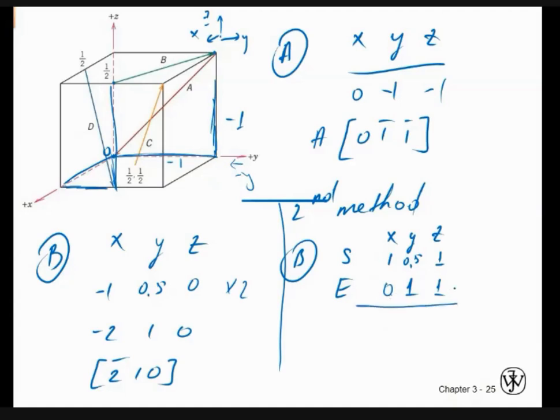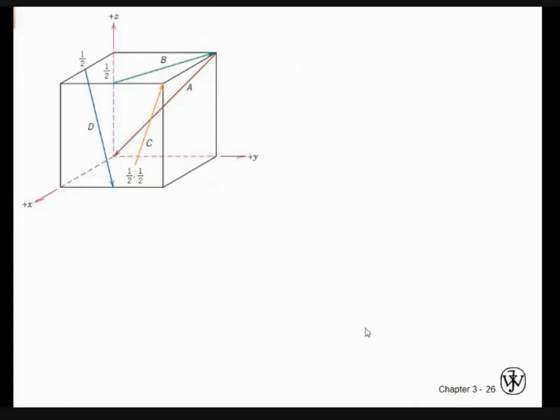What you need to do is this end minus start. It will be negative 1, 0.5, and 0. The first is negative 1, then 1 minus 0.5 is 0.5, and so on. Multiply by 2 to make integers: negative 2, 1, 0, and enclose it in bracket. So you can choose either way to do it. Both are correct. Now let's move on. This time I will solve C and D.